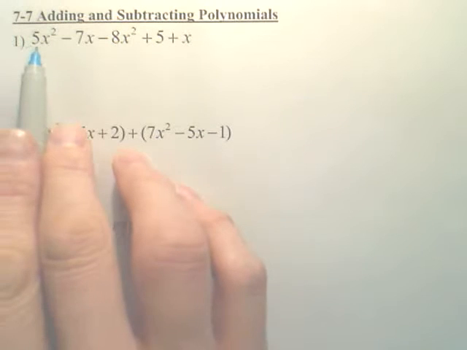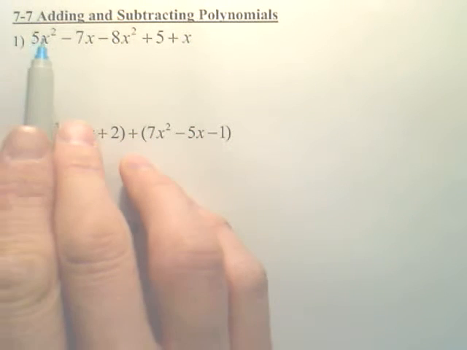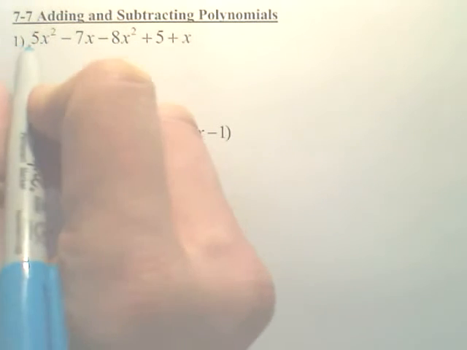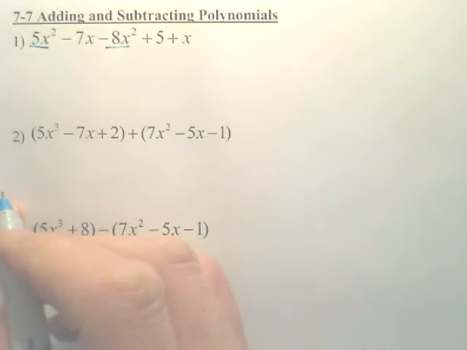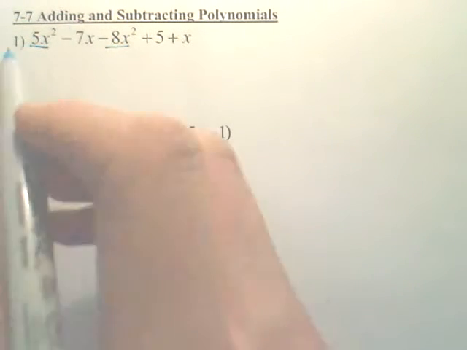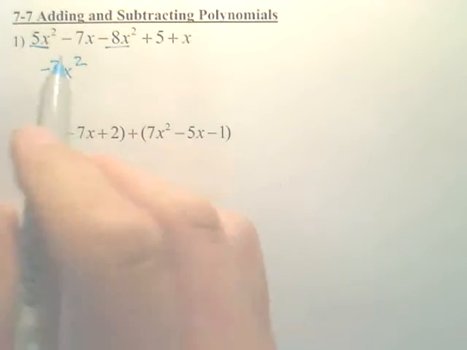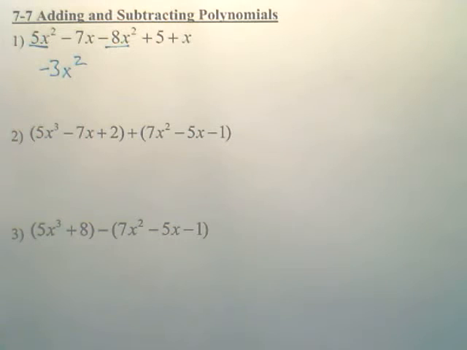Okay. Now this one we're going to add up all those terms. So in order to do that, you have to look for the like terms, and we start with the term that has the highest power. This and this have the highest power. They're both x squareds, so we're going to combine those. When you combine 5 and negative 8, you have negative 3 x squareds. So 5x squareds and negative 8x squareds gives us negative 3 x squareds.